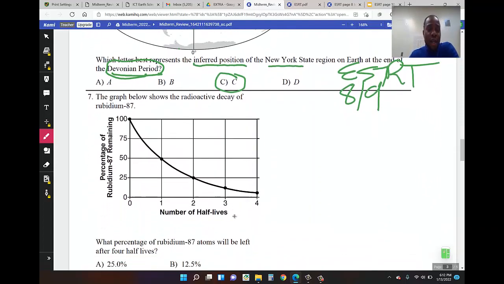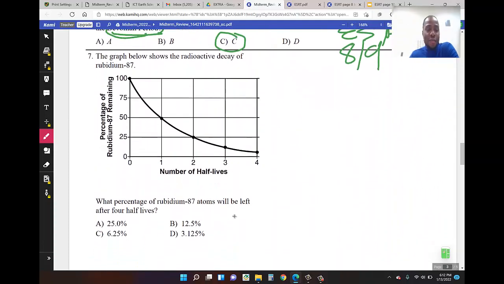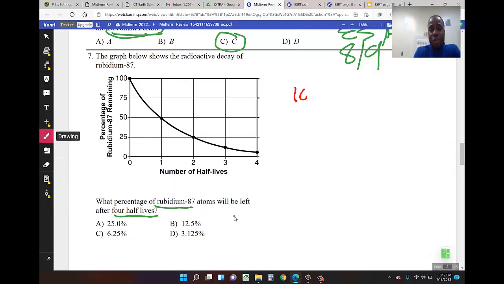Question number 7. And we are done with geologic history. Now we're moving on to half-life. Okay, so the question says, the graph below shows the radioactivity decay of rubidium-87. The percentage of rubidium-87 atoms that will be left after 4 half-lives is, so it's asking after 4 half-lives, what percentage will be left? Like we discussed during this half-life topic, when something is started, it always starts at 100%.